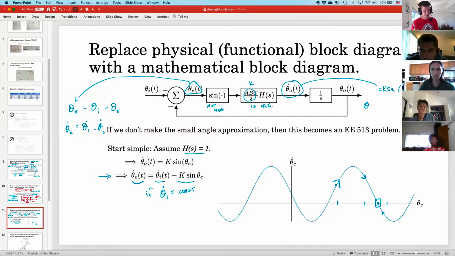Now, I'll know that someone is with me if you can tell me, is this a stable or an unstable equilibrium? Unstable. Was that an unstable? Yeah. Tell me why. Because theta E is not 0. So if it's not changing and theta E is not 0, then, oh, actually, I don't know.